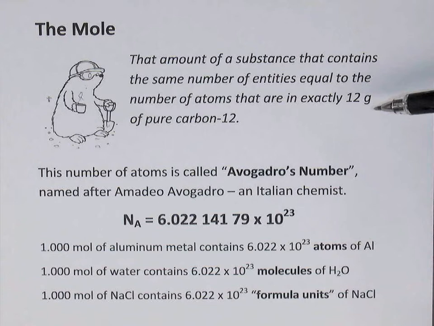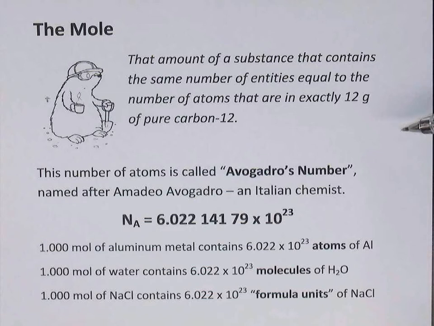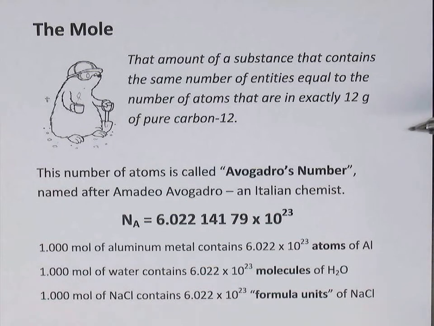This is the definition that's based very closely on that of IUPAC. Take a look and see if this makes sense. It's the amount of substance that contains the same number of entities equal to the number of atoms in exactly 12 grams of pure carbon-12. Now let's break that down.